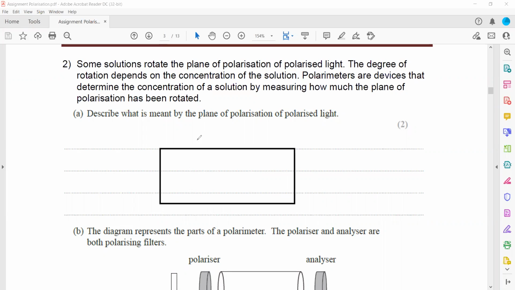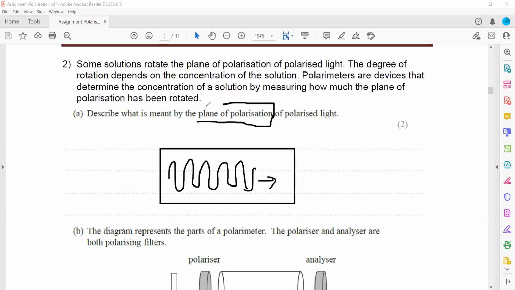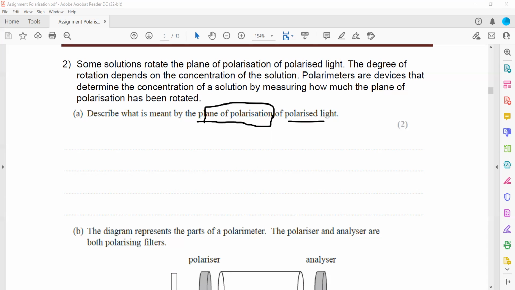this whole region refers to a plane. The wave is oscillating in this plane, and that plane includes the direction of the wave as well. That region includes the direction of the wave. So whenever you're defining plane of the polarized light, the definition should be correct: the polarized light that has oscillation in a single plane, like in one plane it is oscillating, and that is the plane of polarization.